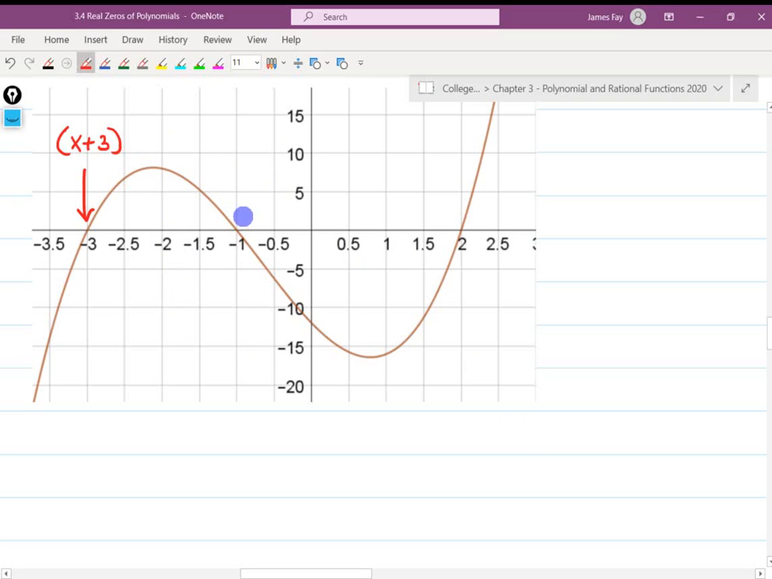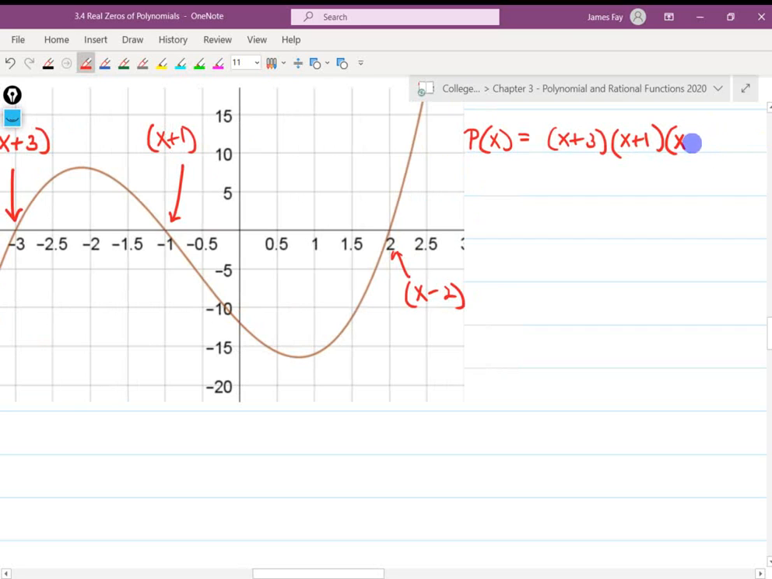We don't have that situation here. We don't have any multiplicities here, but if we were ever to encounter that. Okay, so this one here would be x plus 1, correct? This one here would be x minus 2. So when I want to find p of x, p of x is going to be x plus 3 times x plus 1 times x minus 2, correct? Now that is just my zeros right now.